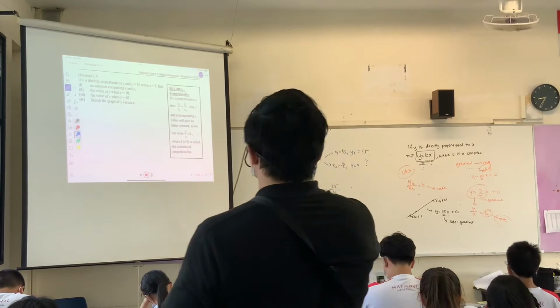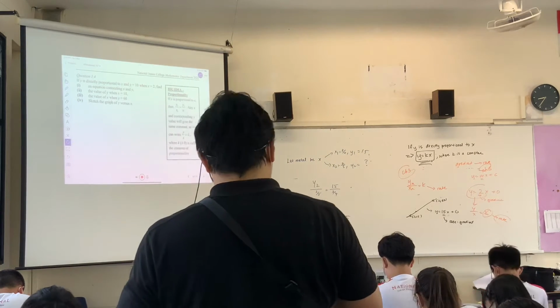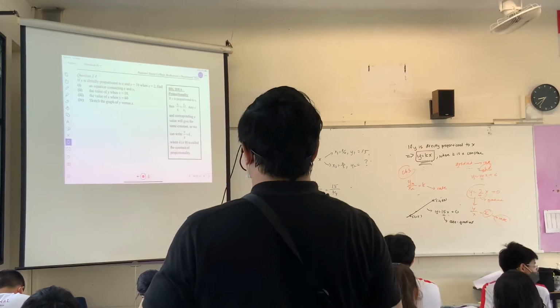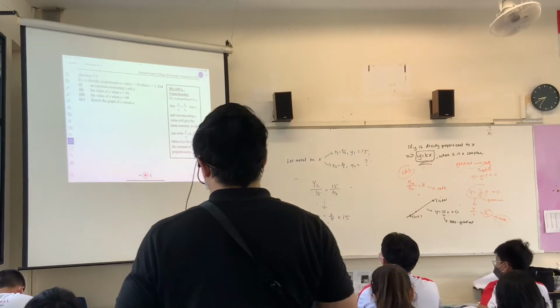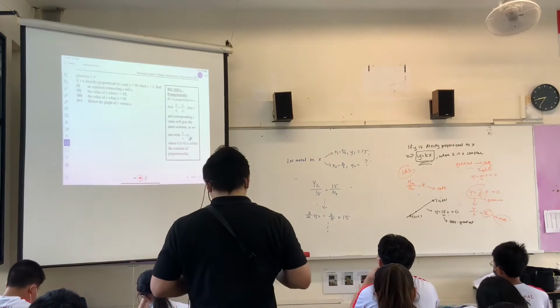Big idea is this. Take note that if y equals kx, that's what I wrote on the board, y over x can be equal to k.